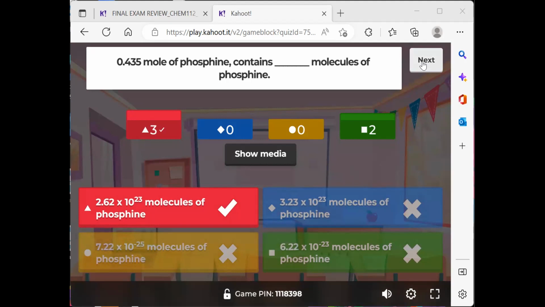Remember that to find molecules, or in the case of elements, atoms, if you're given moles, all you have to do is multiply by Avogadro's number.